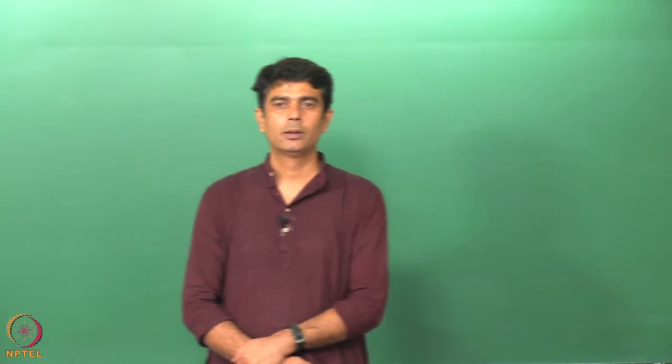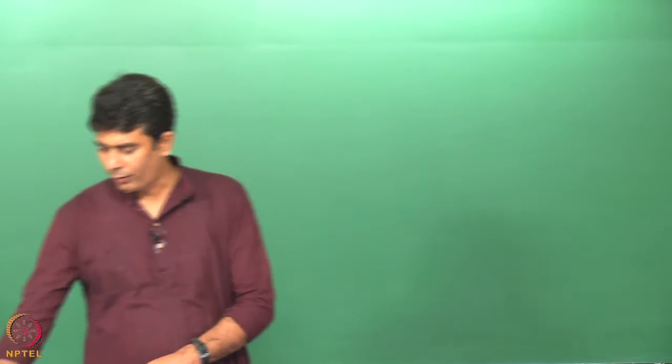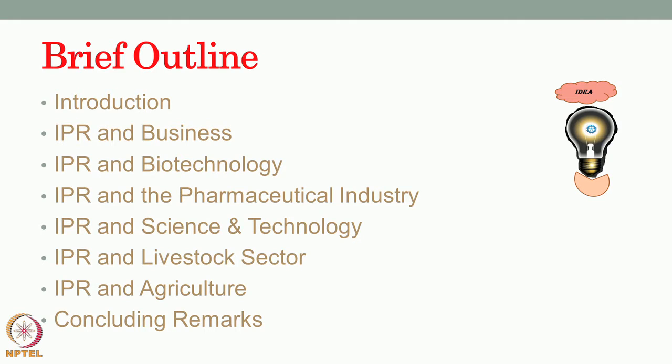So, as a part of the introduction to intellectual property rights, this particular lecture is trying to discuss the application part of intellectual property rights. The brief outline of this presentation is introducing intellectual property rights and its relationship with business, biotechnology, pharmaceutical, science and technology, livestock sector, agriculture, and then conclusion.